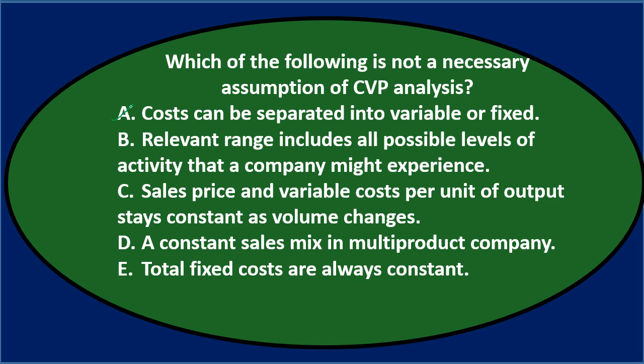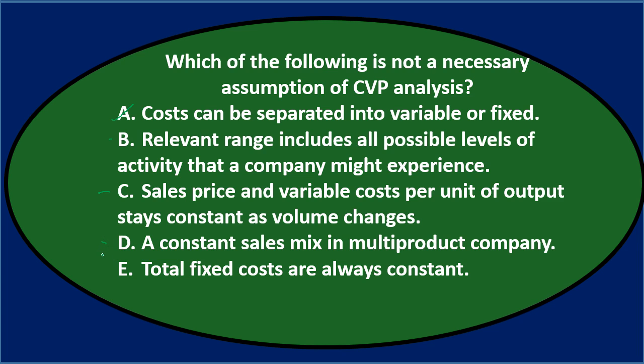Somehow we'll do that. B, relevant range includes all possible levels of activity that a company might experience. I don't know. That sounds kind of a little strange. Let's go back to that. We'll keep that one for now. C says sales price and variable cost per unit of output stay constant as volume changes. That sounds pretty reasonable. I'll keep that for now. D says constant sales mix in multi-product company. So let's say we're not sure about that for now.